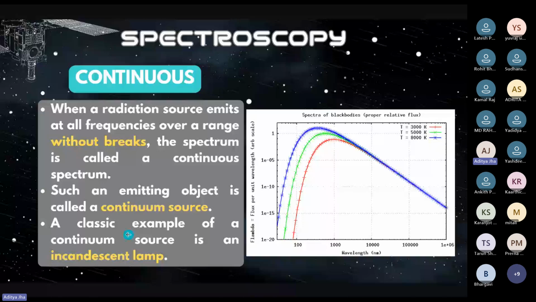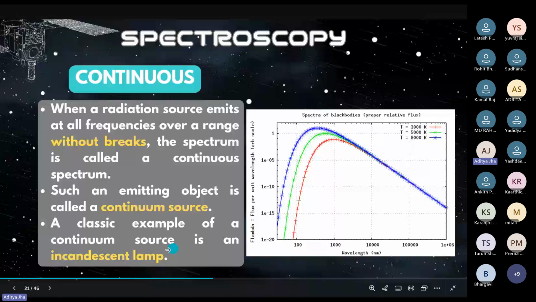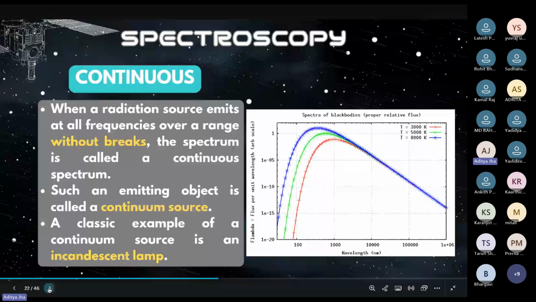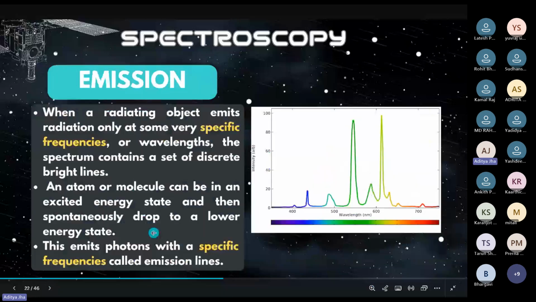A classic example of such a source is an incandescent lamp. You can see that this is a plot of a continuous spectrum. There are no breaks at all. You're receiving all of them, although at different fluxes, but you're still receiving all of them without any breaks. Then comes the emission spectrum.